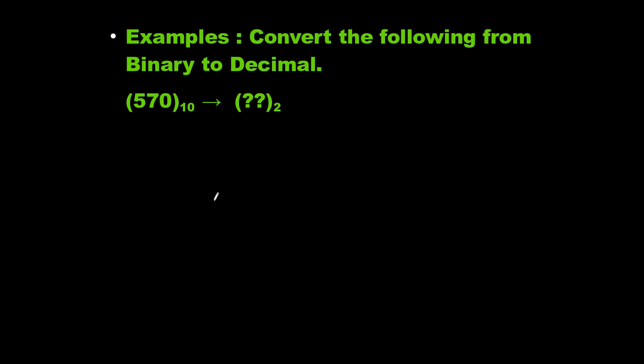Now example, convert the following from binary to decimal, or should be from decimal to binary. So what do I do? I do the division operation, or here's what I'll do. I'll write 1, 2, 4, 8, 16, 32, 64, 128. Sorry about the handwriting, guys. And 256.